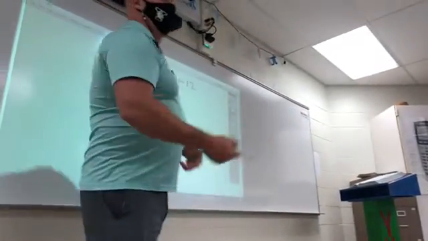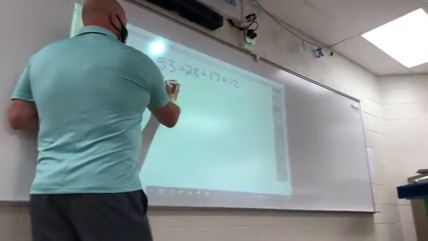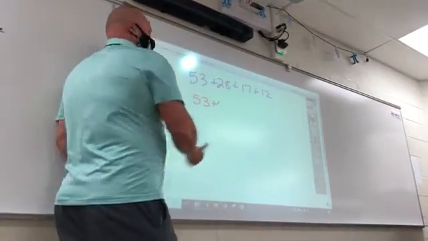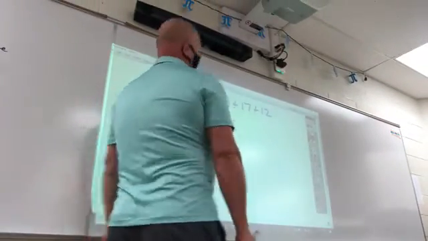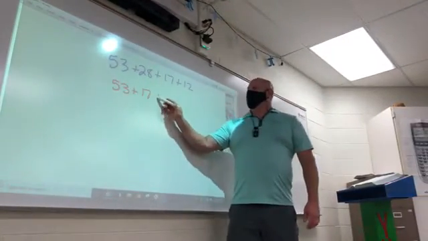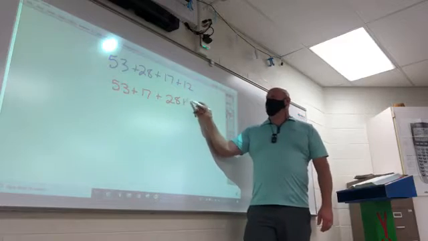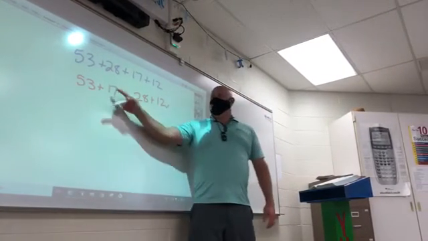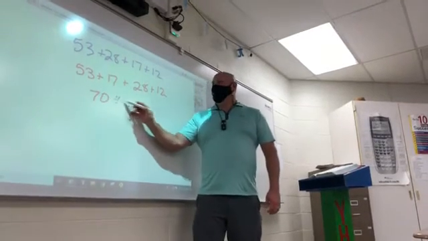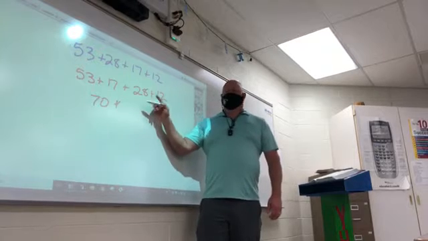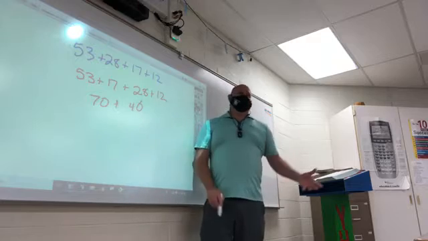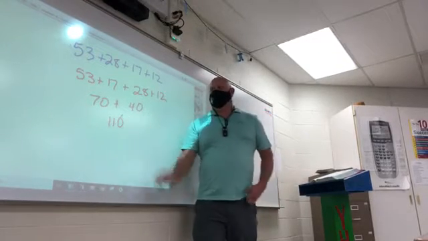So what we want to do is use the commutative property, rewrite this as 53 plus, what do I really want to add to 53? 17. And then I want to do 28 with the 12, right? These two add up to what? 70. Plus these two, careful, 40. Then add them together to be 110.